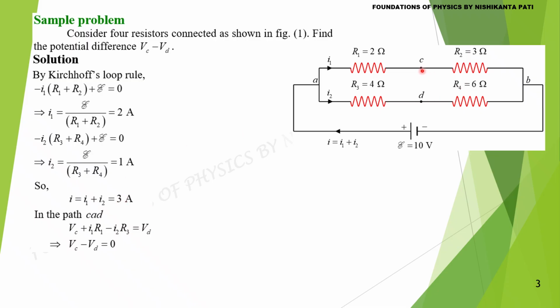In the path CAD, VC plus I1 R1 minus I2 R3 equal to VD. These two terms will cancel. So VC equal to VD.